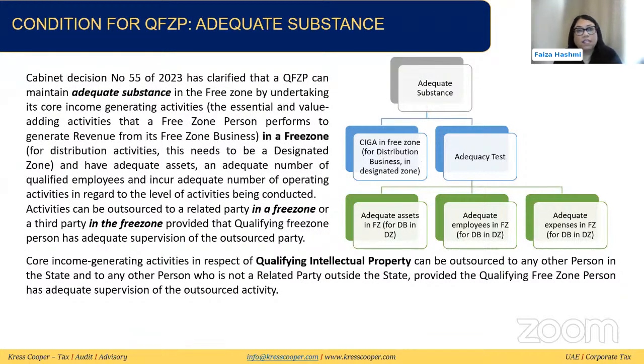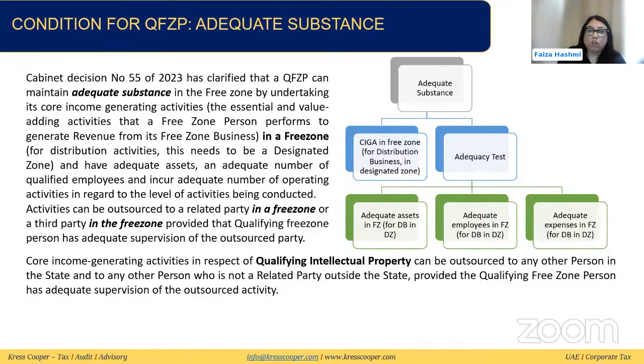The second condition is that they need to have adequate substance in the free zone. This adequate substance was explained in the cabinet decision, which clarified that the core income generating activities of the free zone person, which are basically the essential and value adding activities, need to be performed in the free zone. Or for example, certain qualifying activities have different conditions; distribution of goods has a condition that you need to be in a designated zone. In that case, you need to have this adequate substance in a designated zone, not only in the free zone. So you need to have adequate assets, an adequate number of qualified employees, and you need to incur adequate operating expenditure in the free zone or in the designated zone, as the case may be, depending on what qualifying activity you are undertaking.